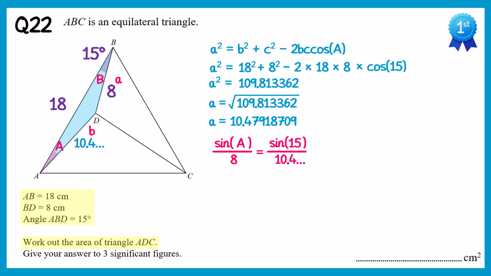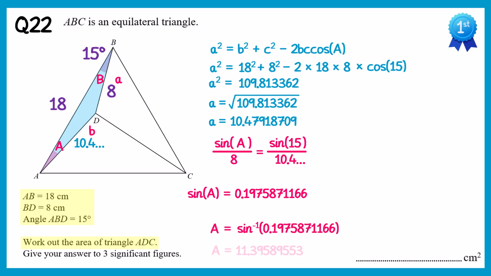If we multiply both sides of this equation by 8, we get sine of A equals 8 sine 15 over 10.4 and so on. We can now type the right-hand side into the calculator, and you must be really careful and make sure you use the full number for the 10.47918709. This will give you sine of A equals this number here. We can then find the value of capital A by doing inverse sine of that number, which gives you the answer of 11.39 and so on. So let's update our diagram. We now know the value of this angle here.